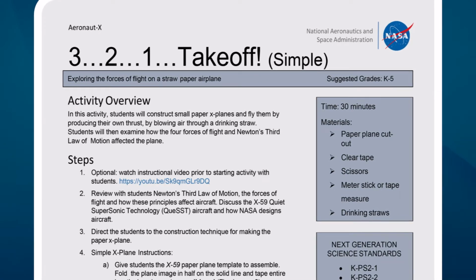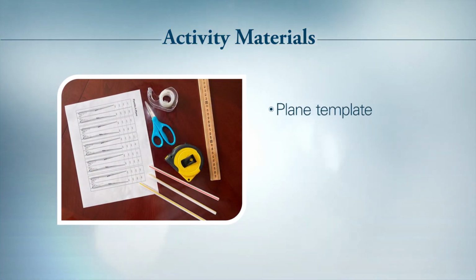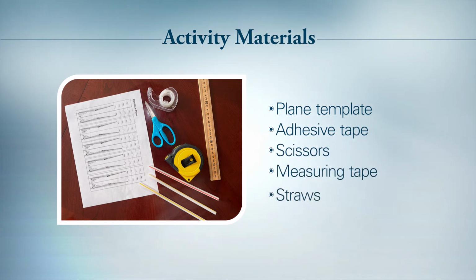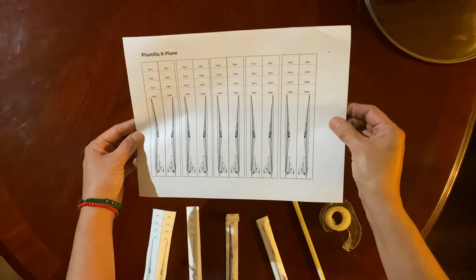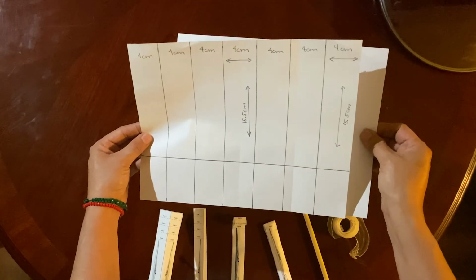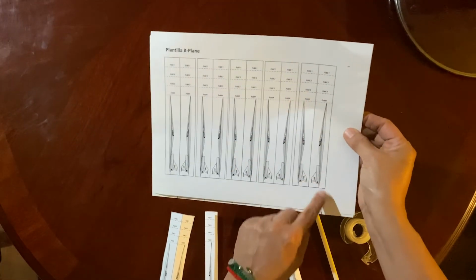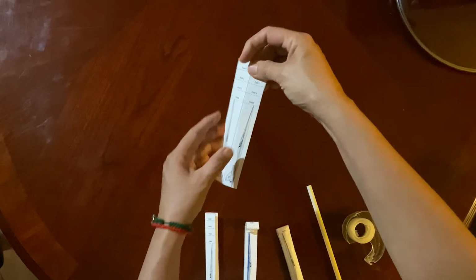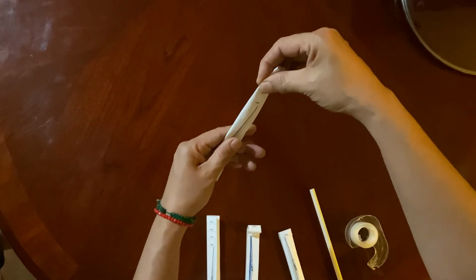You will need the guide to the activity 3, 2, 1, take off, simple version. The materials to be used are the plain template, adhesive tape, scissors, measuring tape, and straws. We will be using the Xplanes template. If you don't have a printer at home, I'll show you how to make your own template. We'll cut out a section of the template and we will fold it on the continuous line.